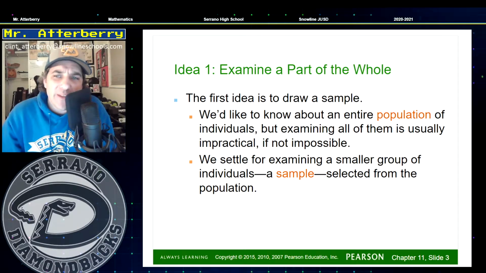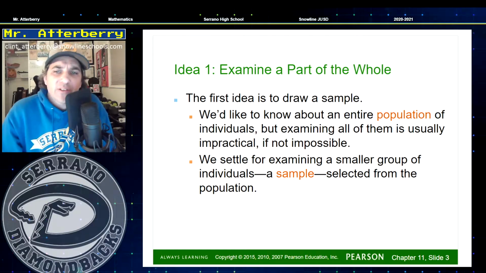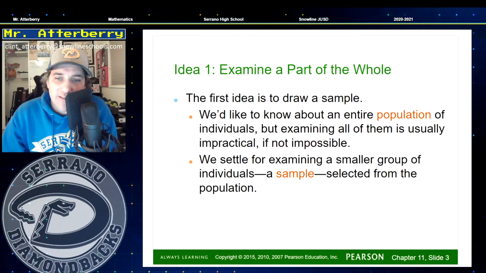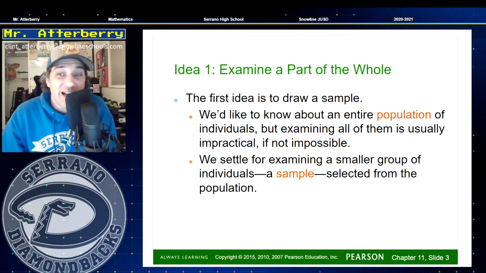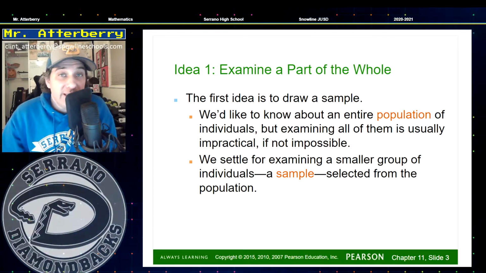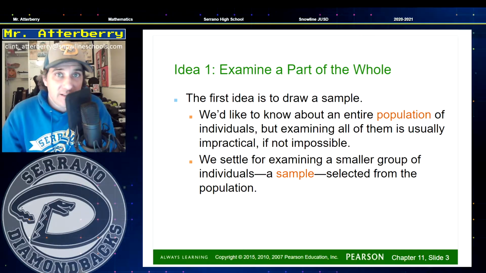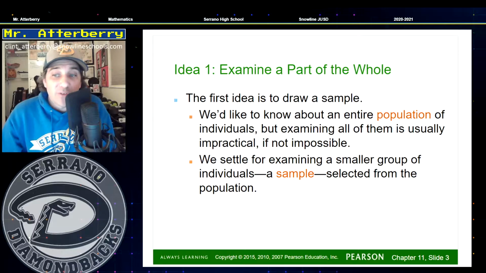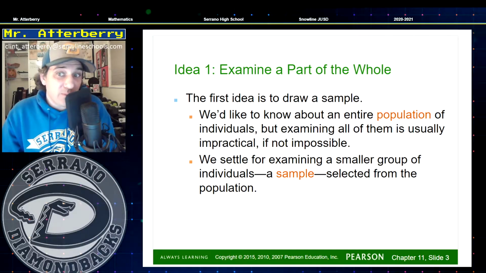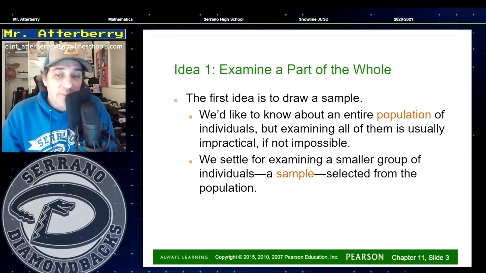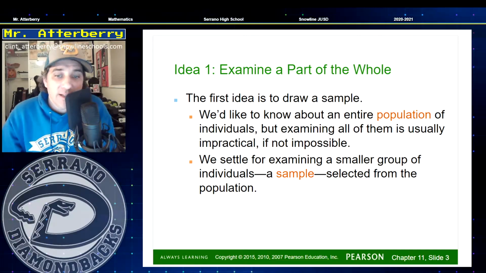So idea one, examine a part of the world. The first idea is to draw a sample. We like to know about an entire population of individuals, but examining all of them is usually impractical, if not impossible. So big keyword there, population. Population means everybody of what you're trying to study, okay? So for example, if you're talking about Major League Baseball players, the population would be every single Major League Baseball player.